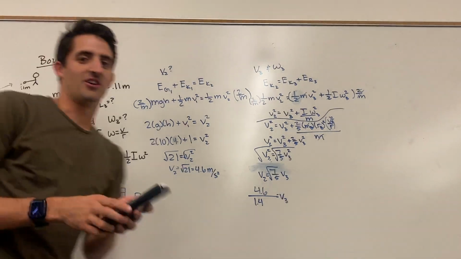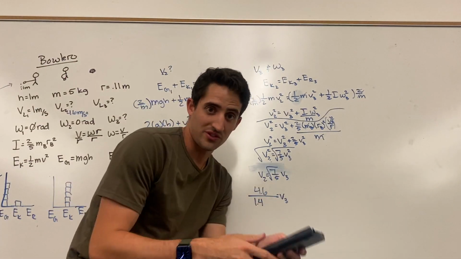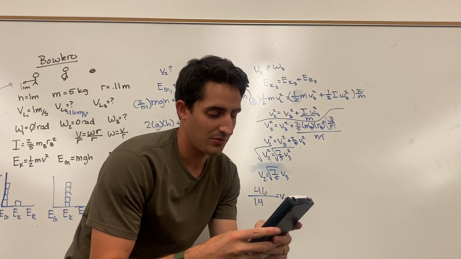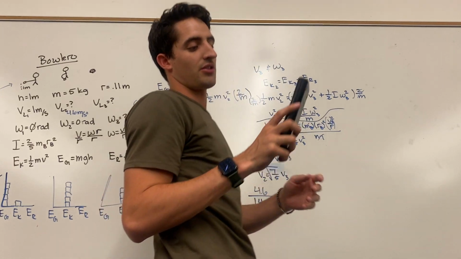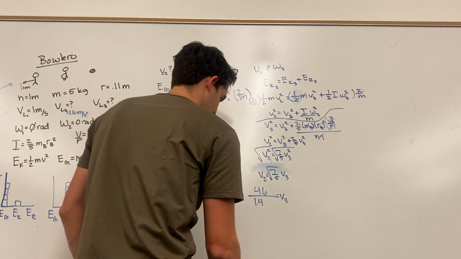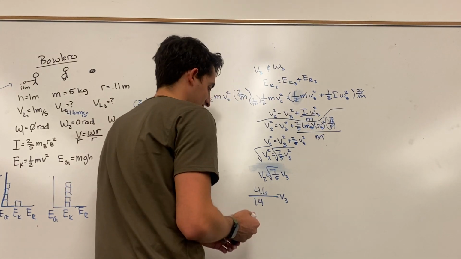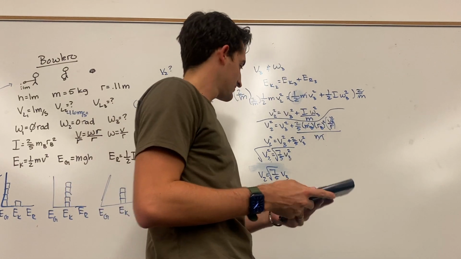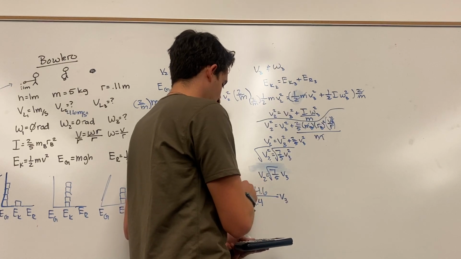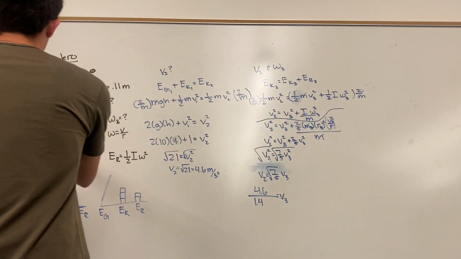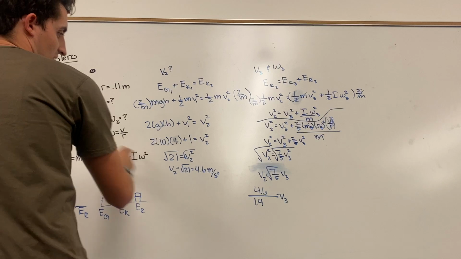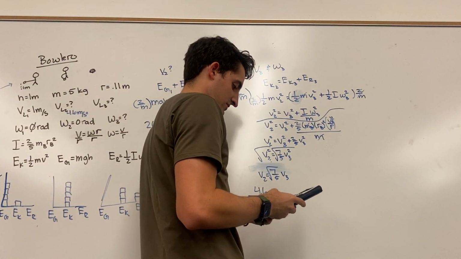Okay. So now 4.6 divided by 1.4. You're going to be getting 3.28, essentially. I think that's right. Here, one sec. 4.6, v2. 4.6.